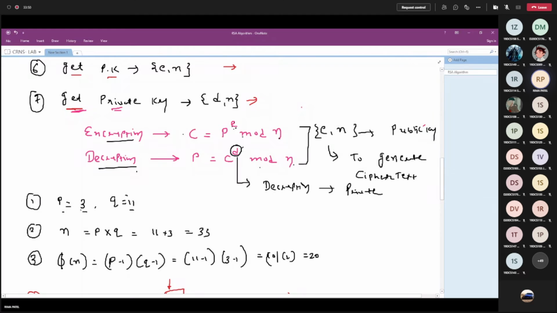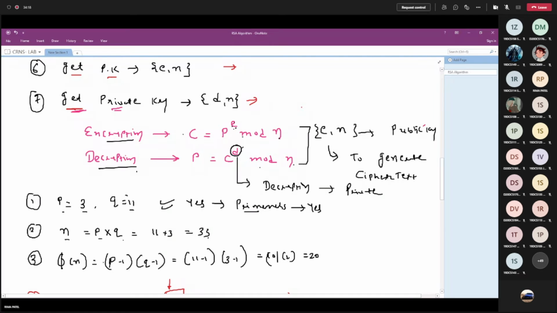Now, let us say P equal to 3 and Q equal to 11. Both are prime numbers. We know how to check the primeness of a number. Yes, so I can select P equal to 3, Q equal to 11. If you are selecting large numbers, then you should know how to check the primeness. Next is calculate the value N. So N is simply P into Q, that is 33.